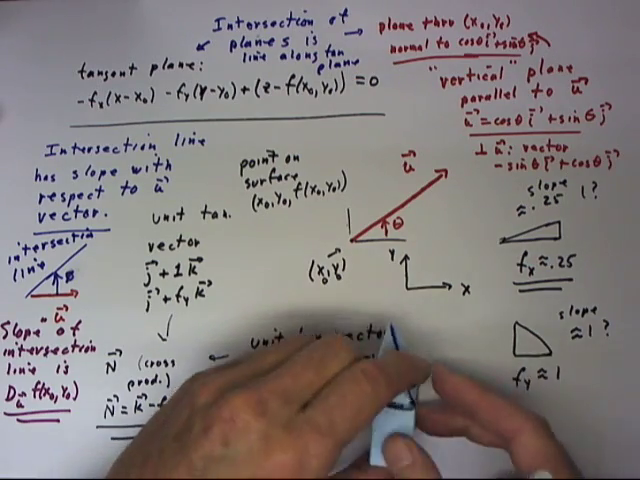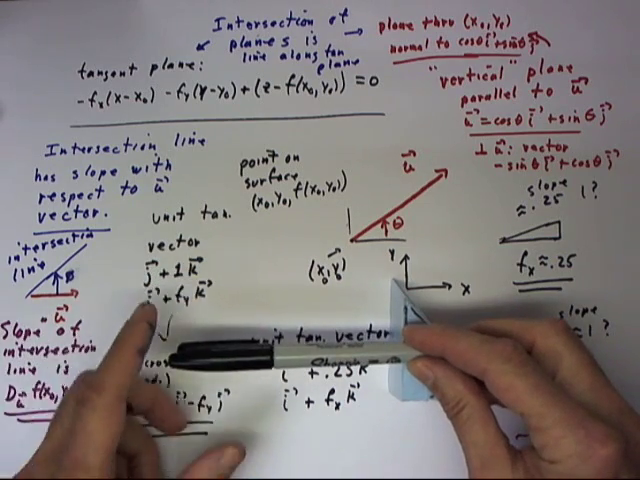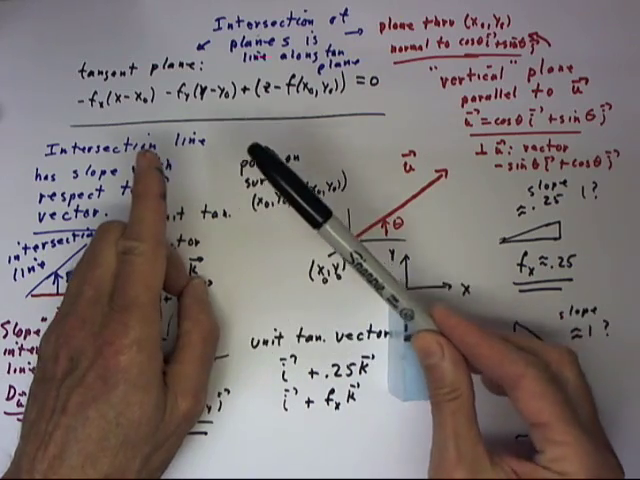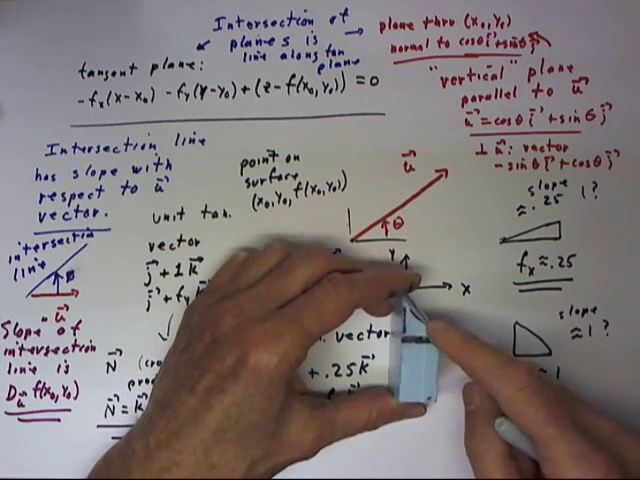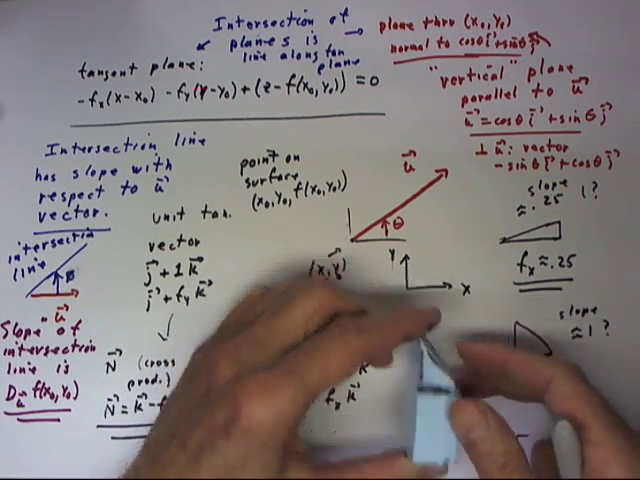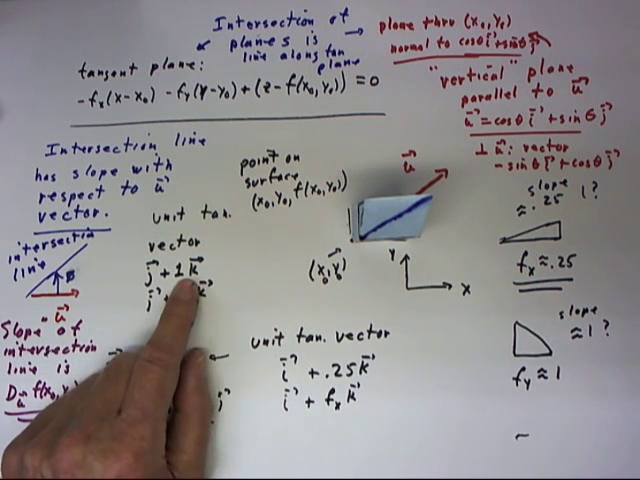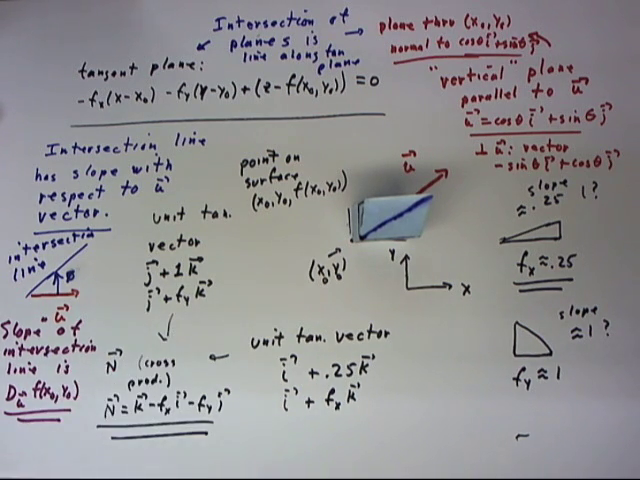And similarly for the j direction, if we go a unit distance in this direction and then an equal distance in this direction, it appears that we would have a vector that's parallel to this edge. So that vector would be j plus 1k, or more generally we'd have j plus f_y times k. If we take the cross product of these two vectors using the general form, we get a vector normal to this.